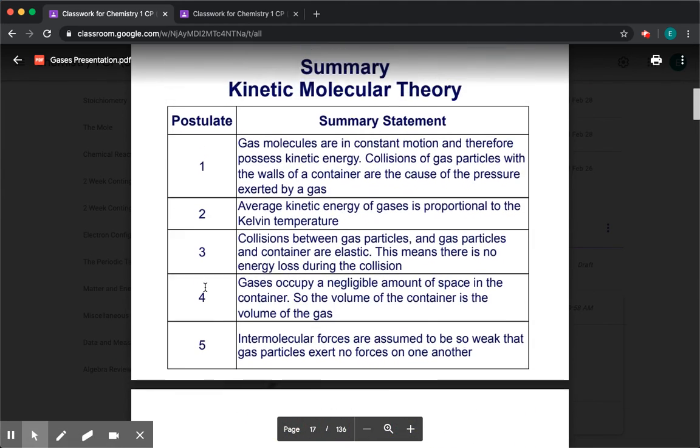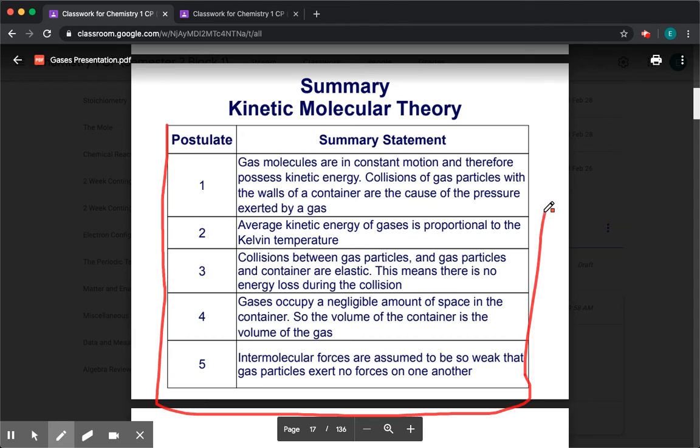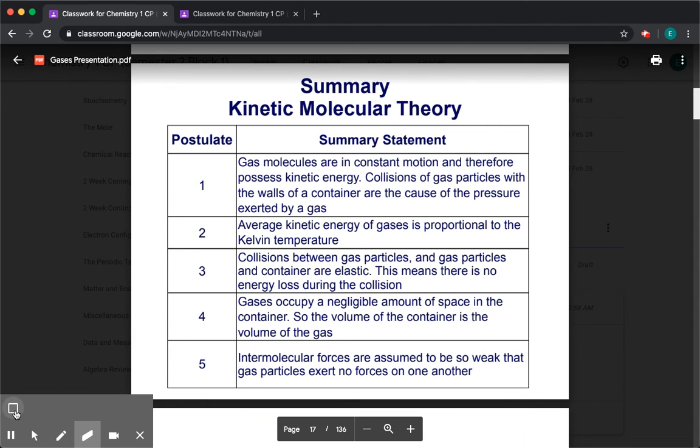But this is what I want you to get out of today. It's just the behavior of gases. This little table is what I want you to get today. So a quick little recap.